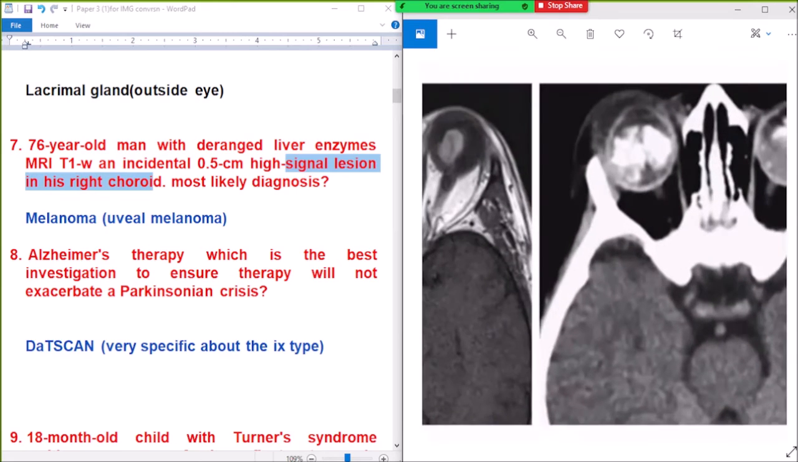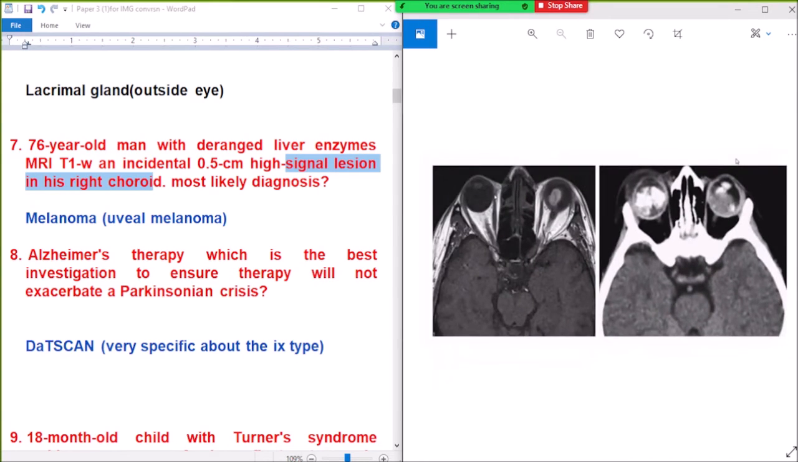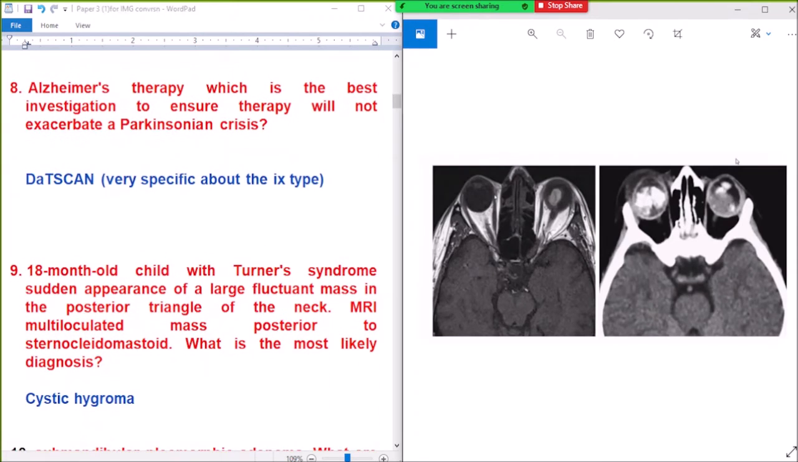Retinoblastoma: both eyes are involved, and there is a lesion seen in the eye having multiple calcium deposits, and there is also associated retinal detachment. Diagnosis: retinoblastoma.